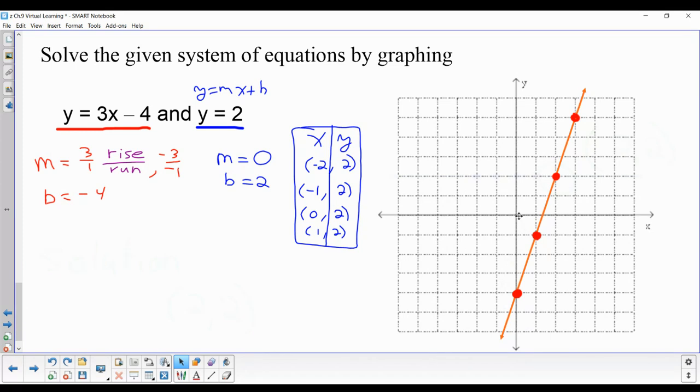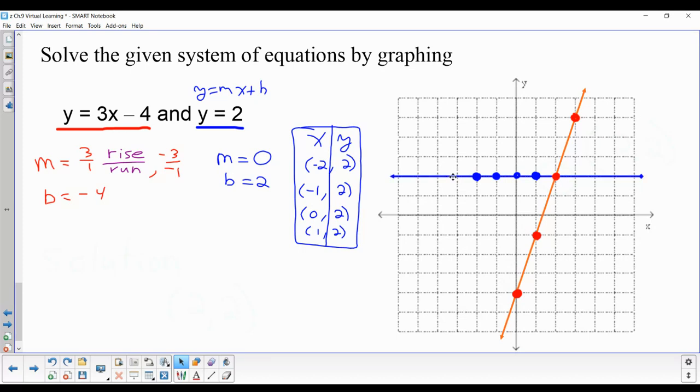I have negative 2, comma 2, that's 2 to the left and 2 up. We have negative 1, comma 2, which is 1 to the left and 2 up. We have 0, comma 2, which is 0 left or right and 2 up. And I have 1, comma 2, which is 1 to the right and 2 up. Once you have enough points, you connect the dots and you draw your line.